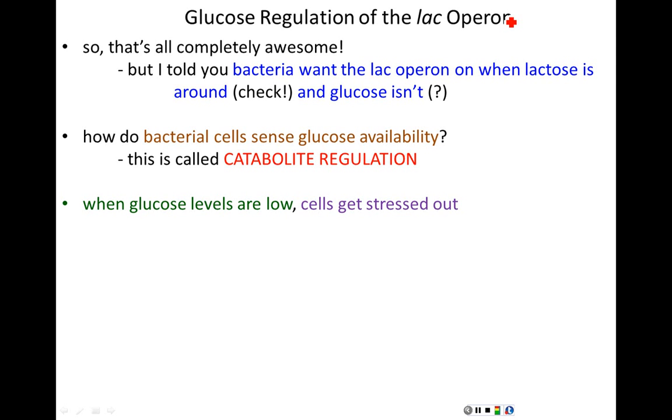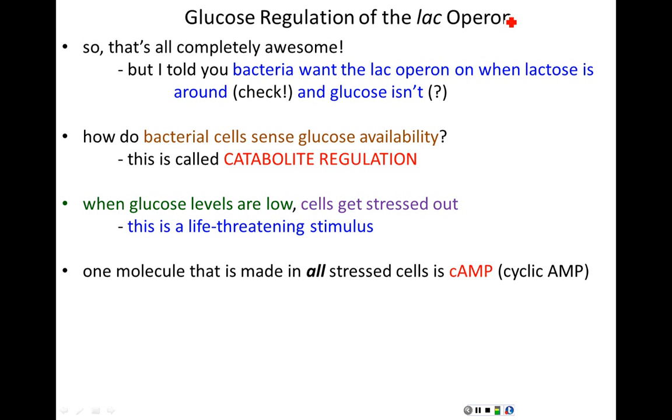When glucose levels get low, cells get freaked out. That's bacterial cells, yeast cells, even your and my cells. Cells get freaked out when glucose levels are low because glucose is the best, easiest sugar to use, and if glucose levels are getting low, it means we might be starving. This is a life-threatening stimulus. If glucose levels are getting low, we are either going to die or we better get our cells metabolizing other sugars because if we don't do that, we're going to die.